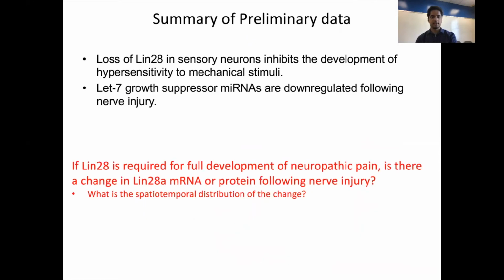In summary, the loss of Lin28 in sensory neurons inhibits the development of hypersensitivity to mechanical stimuli, and Let7 growth suppressor microRNAs are downregulated following nerve injury. So if Lin28 is required for the full development of neuropathic pain, is there a change in Lin28 mRNA or protein following nerve injury? And how is this change spatially and temporally distributed?